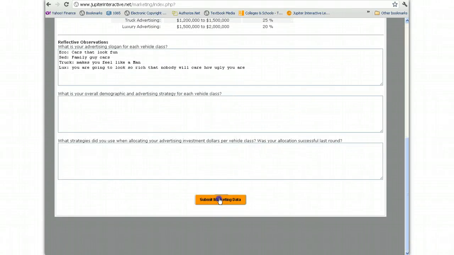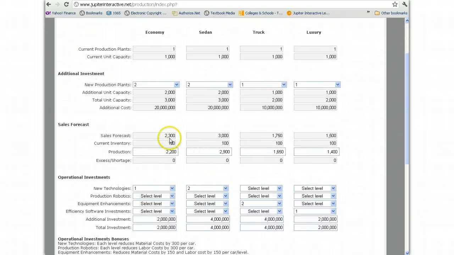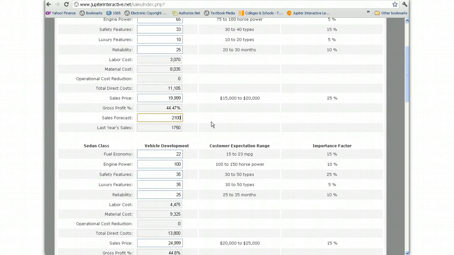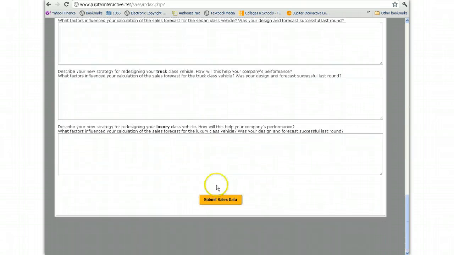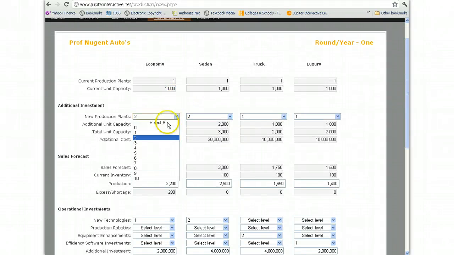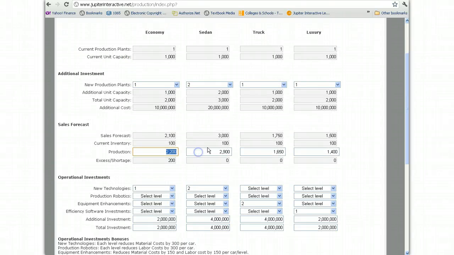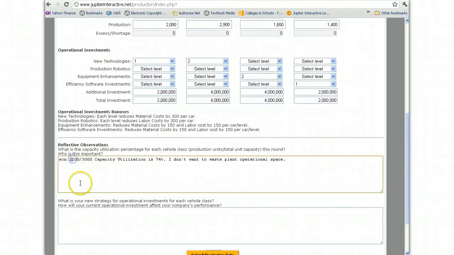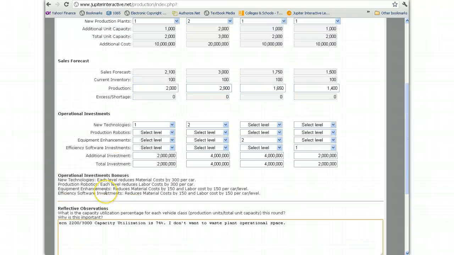And I'd probably have to think about maybe here's a waste of money if I make this one plant. I should probably go back to the sales department and say, I'm just going to forecast 2,100 vehicles on my economy class, and then go back to production and make this, I'm just going to need one additional plant. And then I'll just put this down to, so now I've lowered my forecast so I could reduce my production here.